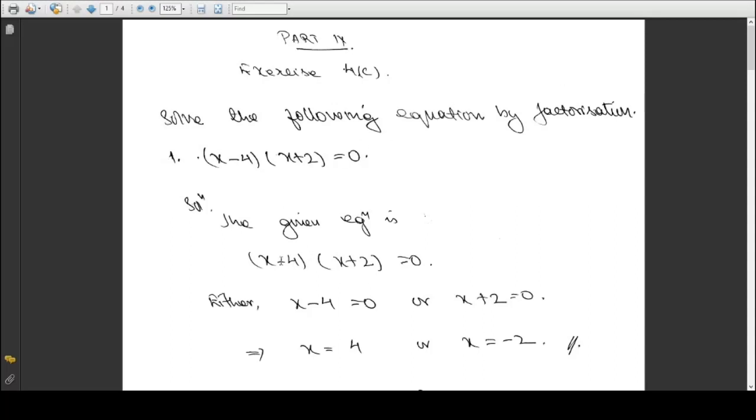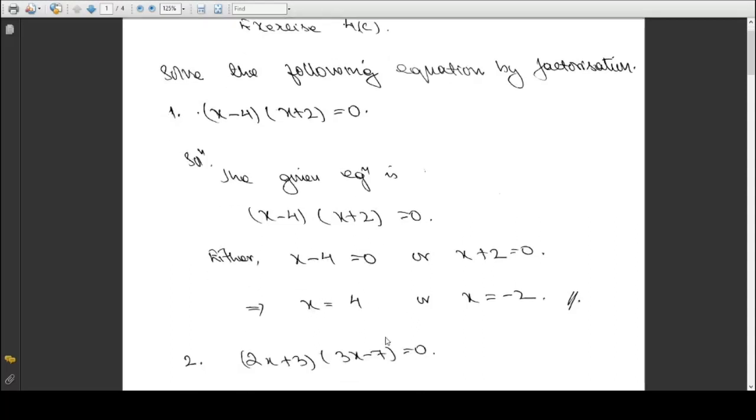Now the solution for this: either x - 4 is 0 or x + 2 is 0. Either the first number is 0 or the second number is 0, which would give us x = 4, taking the 4 to the right side, and x = -2, taking the 2 to the right side. Very simple. Just you have to know what is the meaning of product of two numbers is 0. You just transpose it from the left to the right. The sign will change: minus will change to plus, and plus will change to minus.